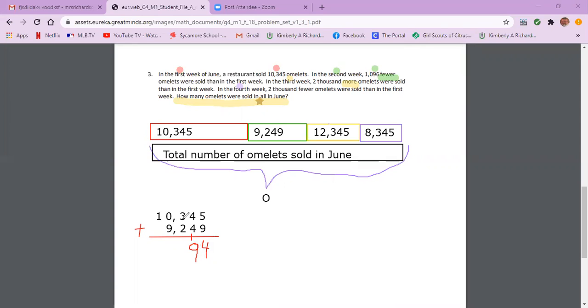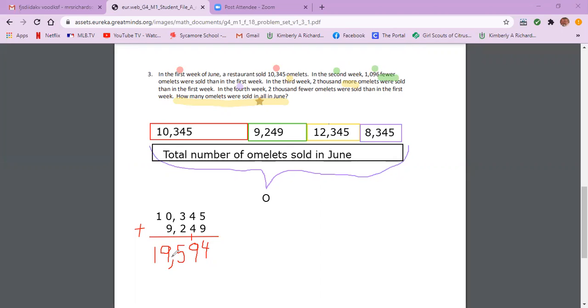Now let's look over here. 300s plus 200s is 500s. Okay, and then 9,000s plus 0,000s is 9,000s. And then we're just simply going to bring this guy down. Okay, so that's the first 2 weeks. Now let's add the 3rd week to that.